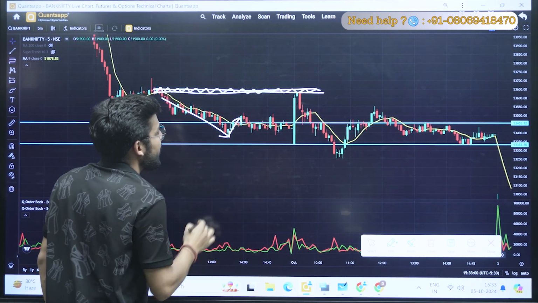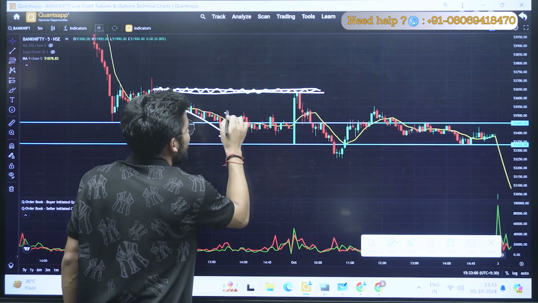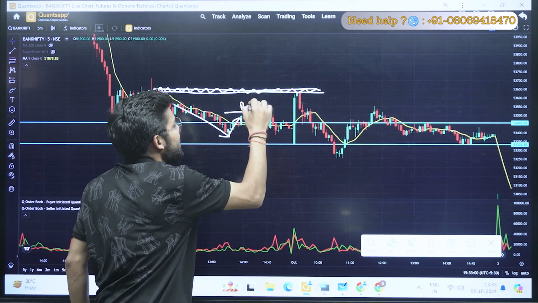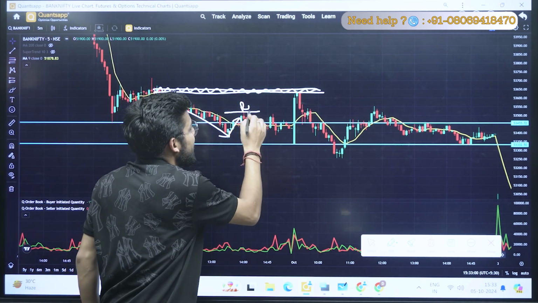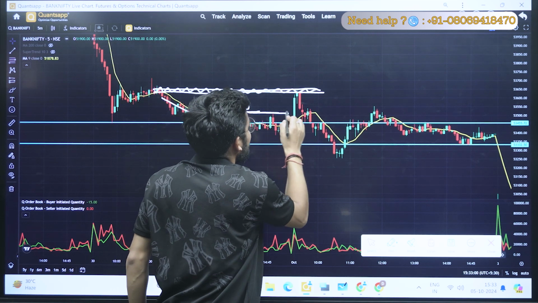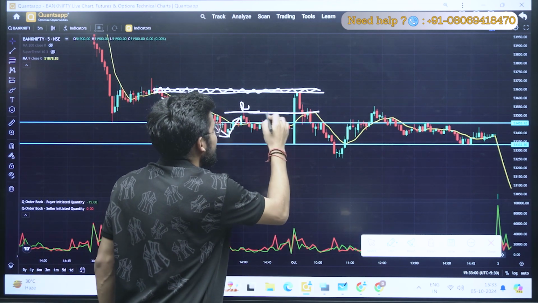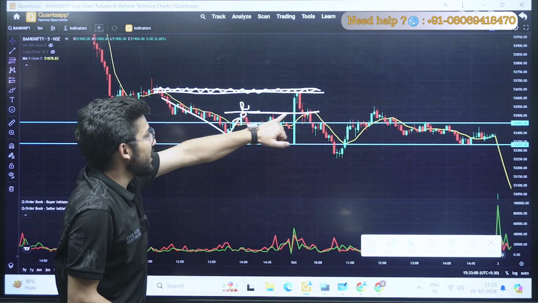After the downward move there was a movement in the upward direction. If you mark this as a resistance, some people have made this a resistance level, right? Now as soon as my market came here, what would they have done?